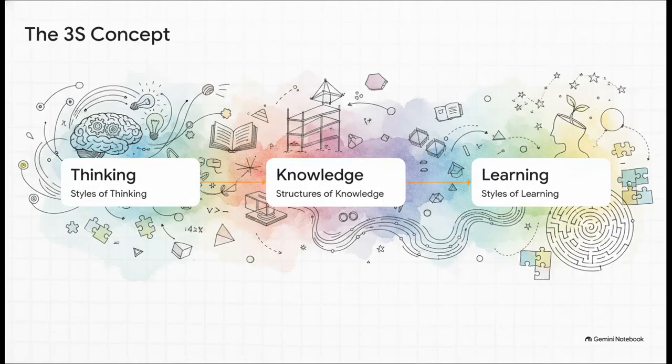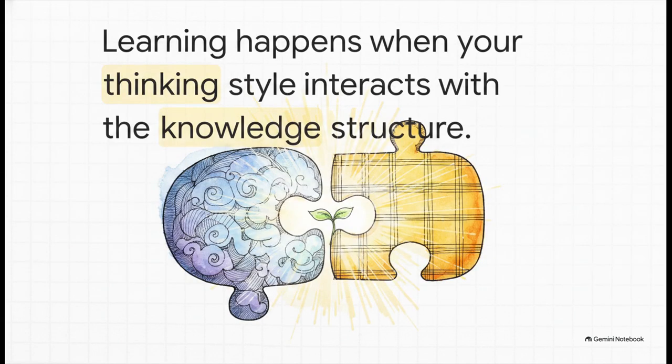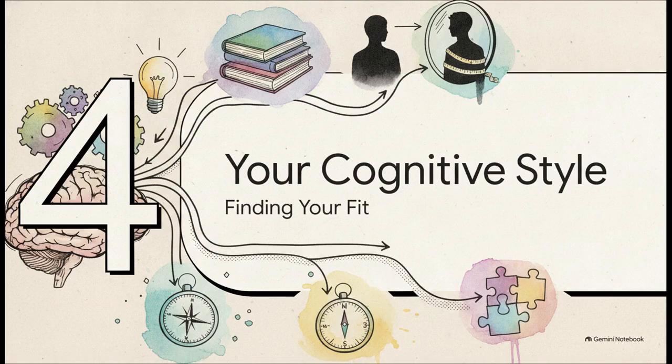What's really cool is how these pieces fit together into what's called the 3S concept. Step 1 is your style of thinking. Step 2 is the structure of knowledge being presented to you. And when those two crash together, you get Step 3, your style of learning. It's an equation. Your ultimate learning style is just how your personal thinking style meshes with the structure of the material. So the main idea is true learning happens when your unique style of thinking successfully interacts with the structure of the knowledge. Let's move to Section 4, your personal cognitive style.